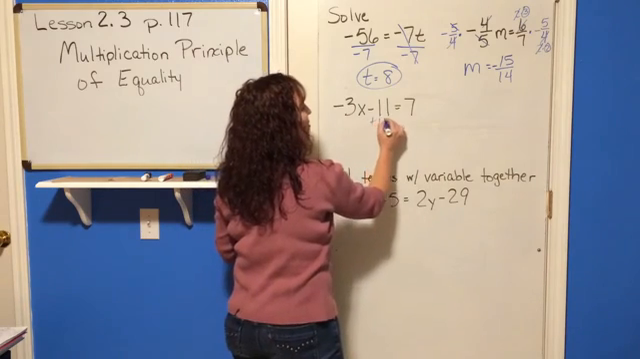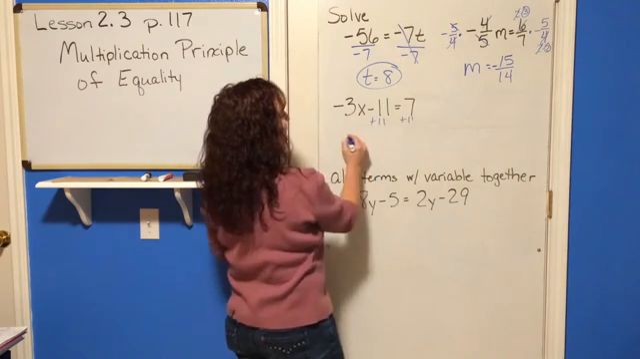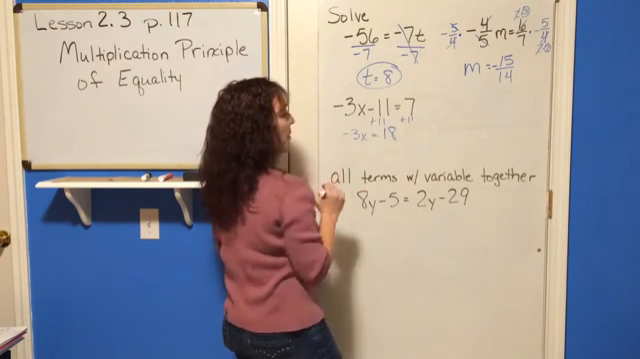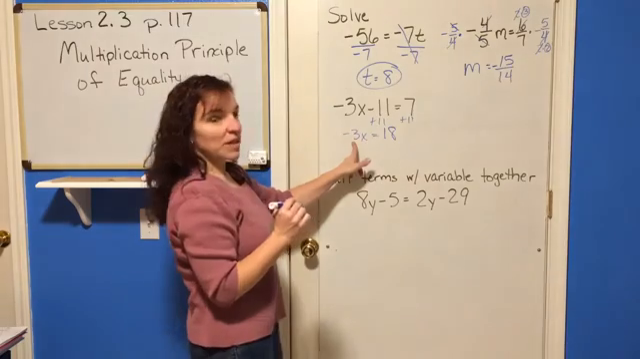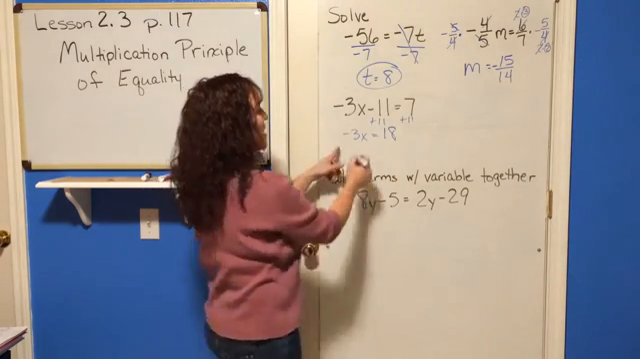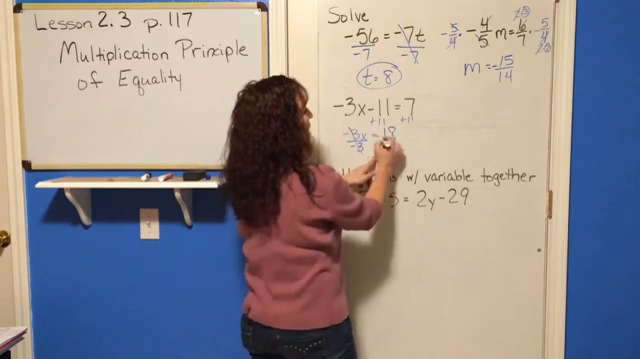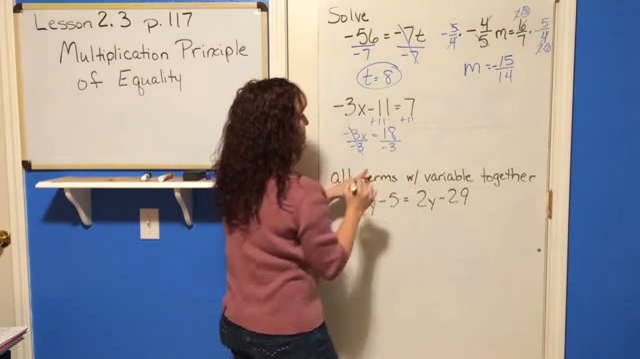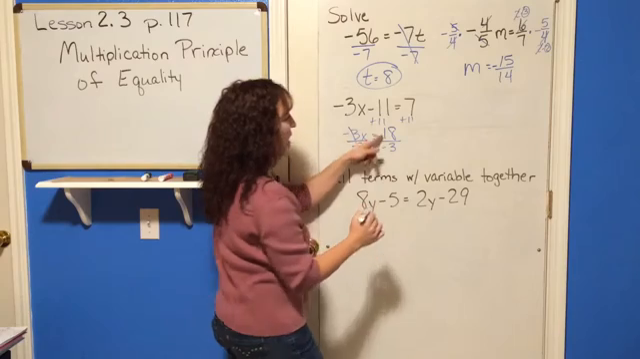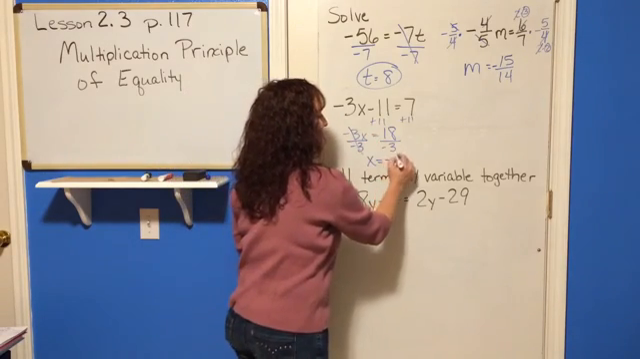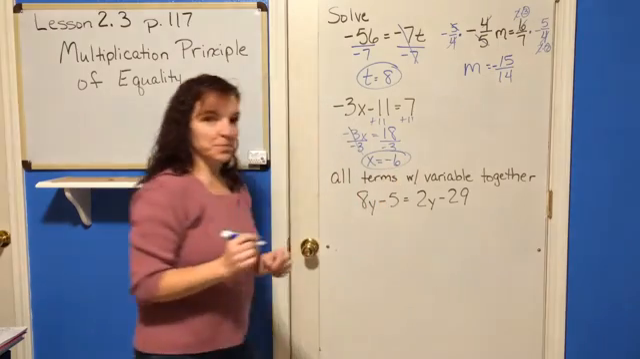So you're going to add 11 to both sides and get negative 3x equals 18. And because this is multiplying, you're going to divide to undo it. So divide by negative 3, so that reduces down, and divide this by negative 3. And so x equals 18 divided by 3 is 6. Positive divided by a negative is a negative 6.